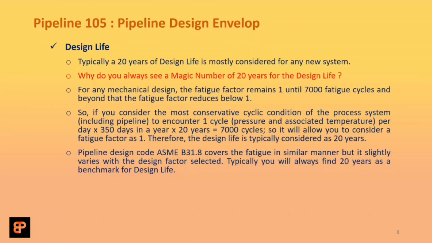Pipeline design codes like B31.8, as we have seen, B31.8 and B31.4, are globally the most commonly used codes. They apply the fatigue factor in a similar manner, but based on the design factor and certain other parameters, a specific formula is given and you have to apply that. However, typically the benchmark is still 20 years. You will see many clauses in B31.8 which say 20 years or certain particular criteria, whichever is higher. So 20 years is still considered a benchmark.